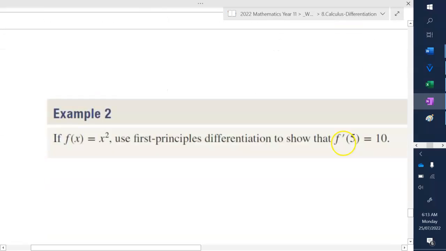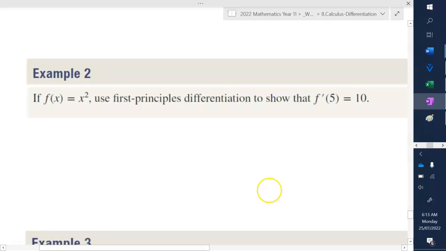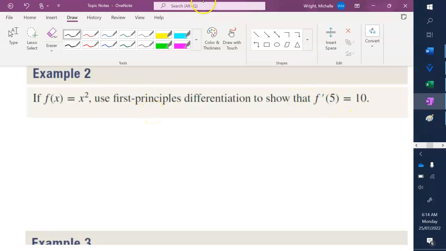Okay, so let's go and have a look at some questions. So this is the kind of thing that you could be asked. Generally it has previously come through in an HSC question as more of a multiple choice style question, or a low mark answer question. So they're not difficult questions, these ones. It's something like what you may end up with. If f of x is equal to x squared, use first principles differentiation to show that f dash of 5 equals 10. So the key word there is first principles differentiation.